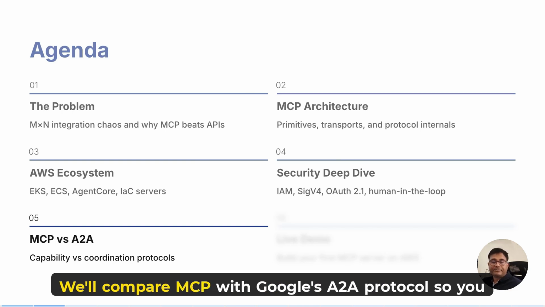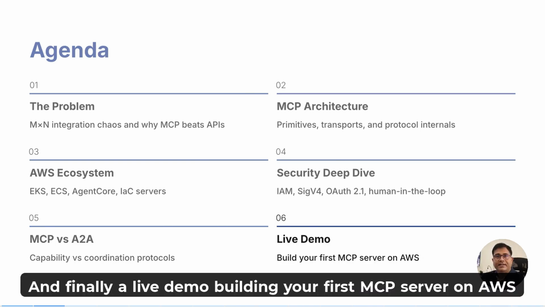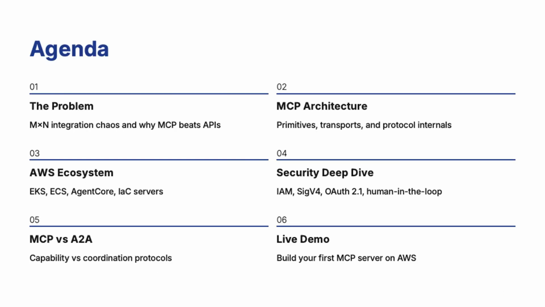We'll compare MCP with Google's A2A protocol so you understand where each fits. And finally, a live demo building your first MCP server on AWS. Let's start with the problem.